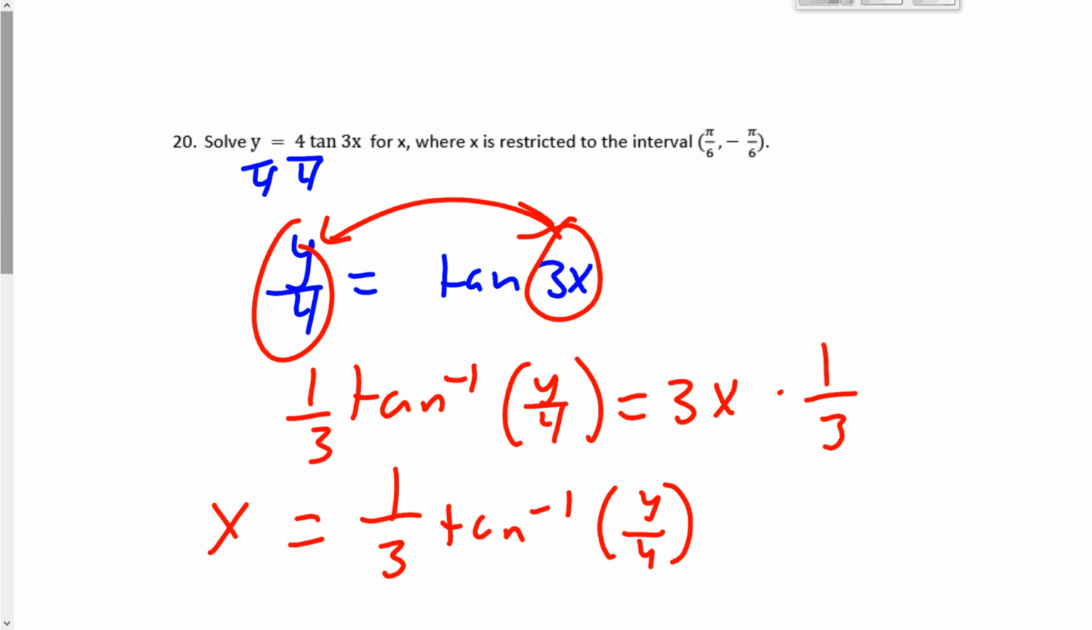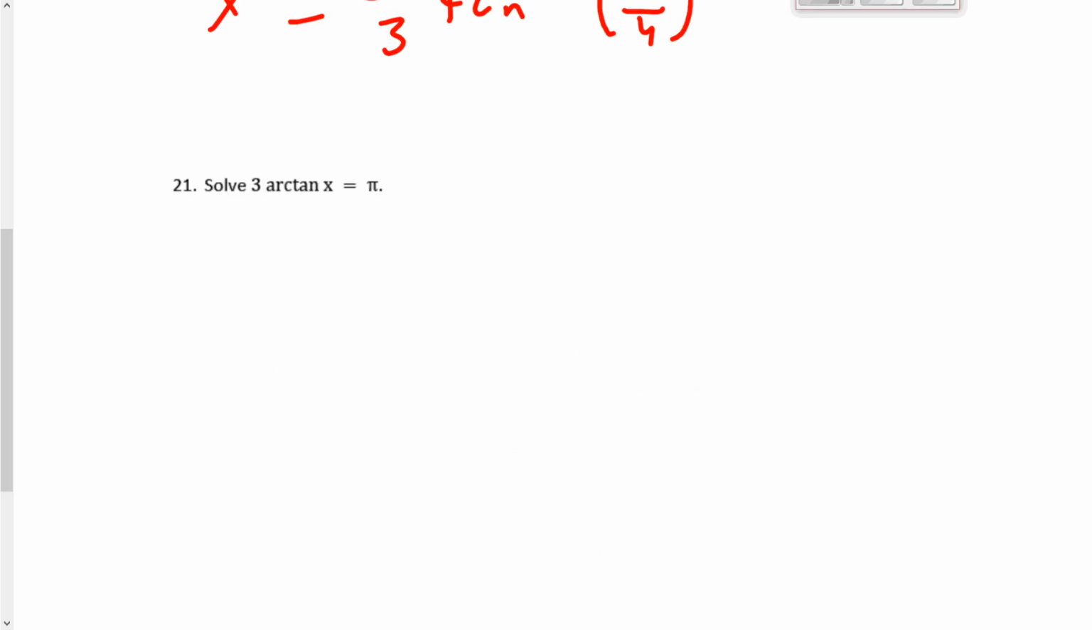Okay, so now we're going to solve this, because on this one we only have one variable, x, and that's what we're solving for. First we need to get the arctan by itself, so we divide by 3 on both sides. So arctan, which is the same as tan inverse of x, is equal to pi thirds.